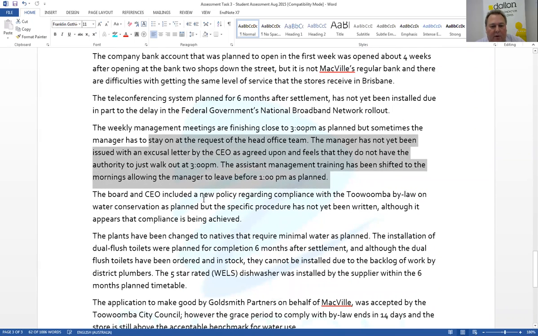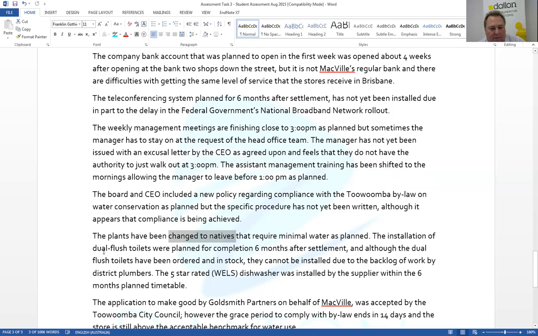The board and the CEO included a new policy regarding compliance with the Toowoomba bylaw on water conservation as planned, but the scientific procedure has not yet been written, although it appears that compliance is being achieved. The plants have been changed to natives. This is to save water. That was discussed in the previous task 1. So the plants have been changed to natives. They require minimal water as planned.